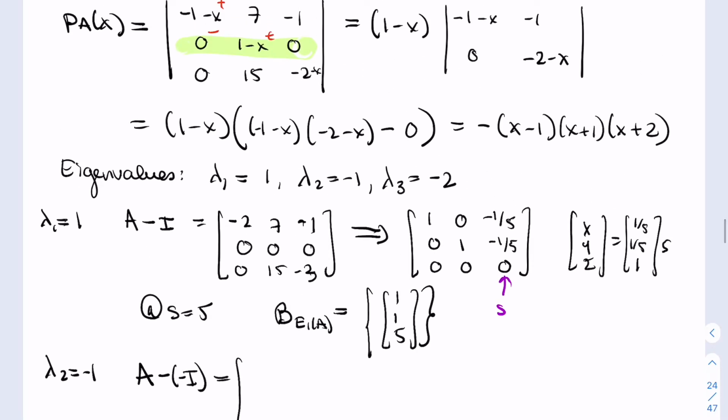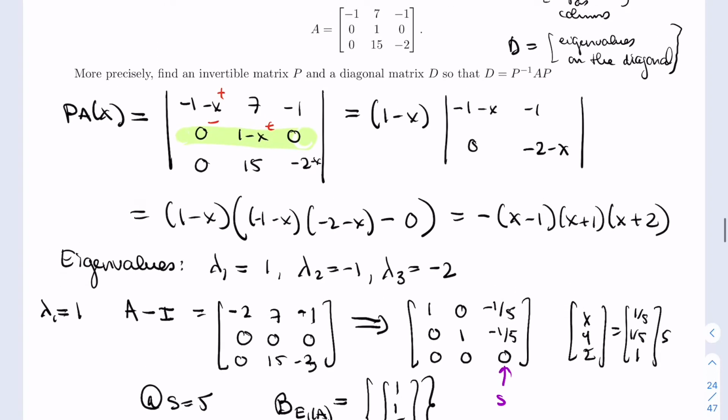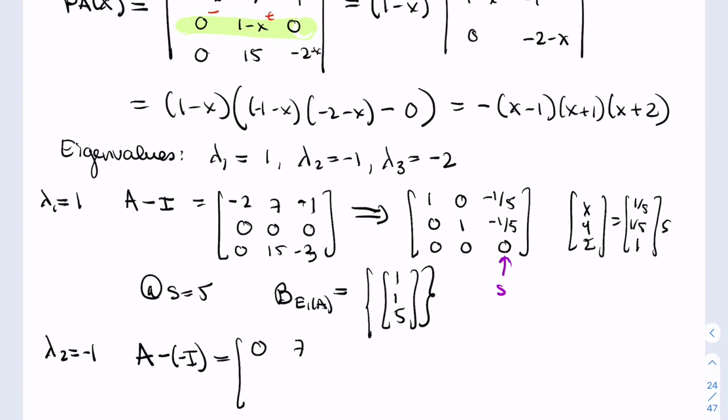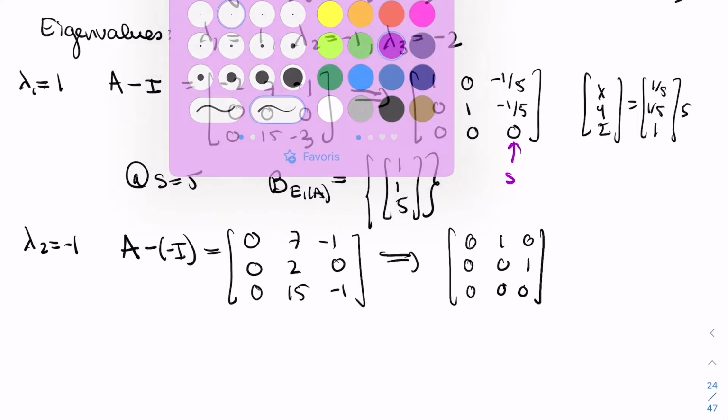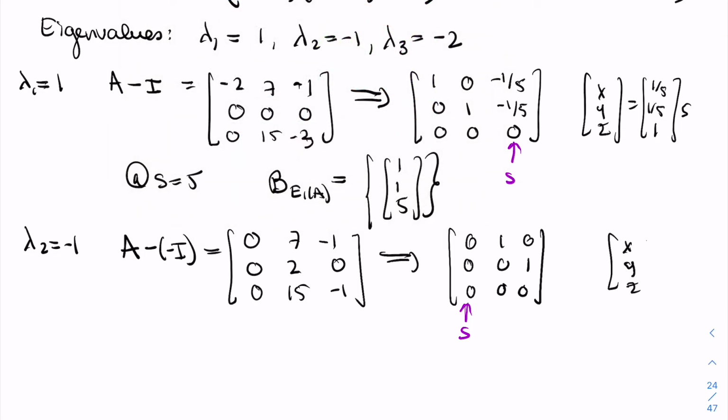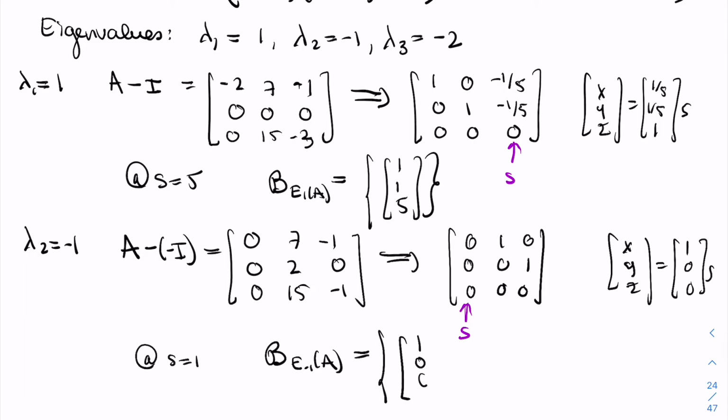All right, so if I put A minus minus 1 times I, I get plus 1, so I get 0, 7, minus 1, 0, 2, 0, 0, 15, minus 1. So I have 0, 0, 0, and then the rest I have 1, 0, 0, 1 if I simplify. And so I have a free variable, which is x. Everything else is fixed to 0. So I have x, y, z equal to (1, 0, 0) times s. And so if I take s equals 1, I get my basis for E_{-1} of A, which is (1, 0, 0).